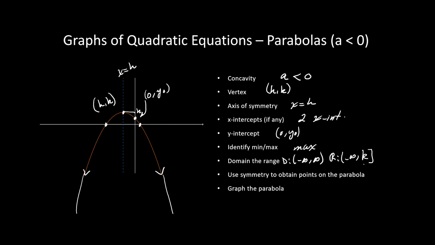Use symmetry to obtain points on the parabola. Again, we can use the y-intercept. This distance here is actually h. We can go another h over, and we get this point, and we can plot the parabola through it. And now we have several points. We can easily graph the parabola by hand.